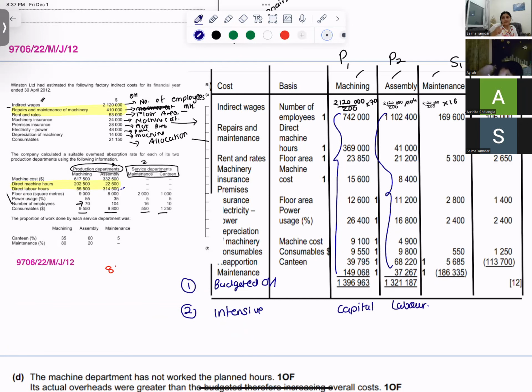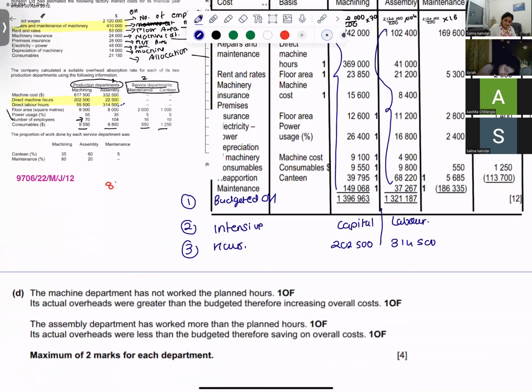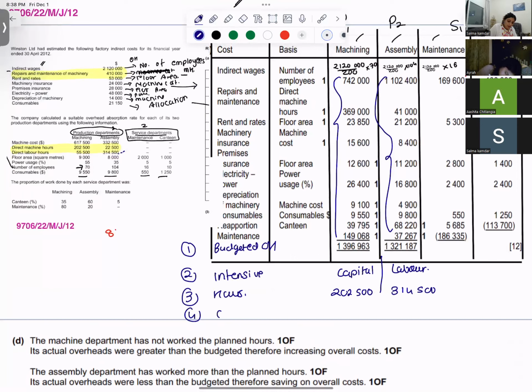After you know whether it is capital intensive or labor intensive, you will write their hours. For machining, it is how many hours? 202,500. And for assembly, it is 314,500 hours. Then the fourth thing you will find is the overhead absorption rate. If it is capital intensive, you will get an absorption rate per machine hour. That means for every hour the product is in that department, I will charge that product based on the hours that product has used.